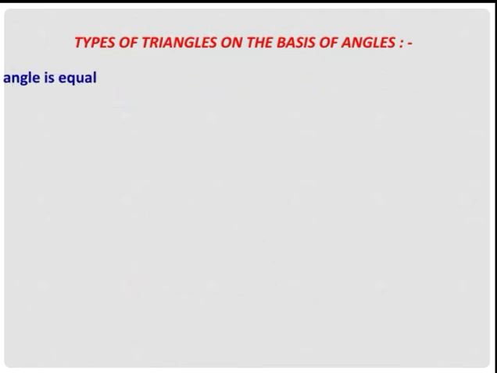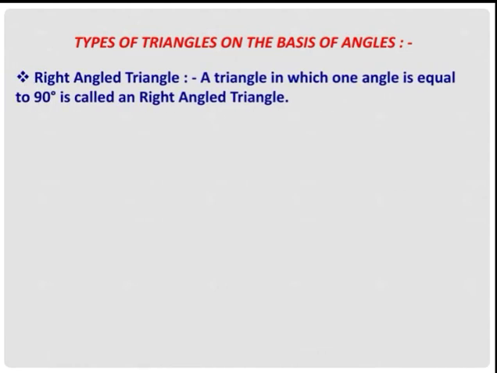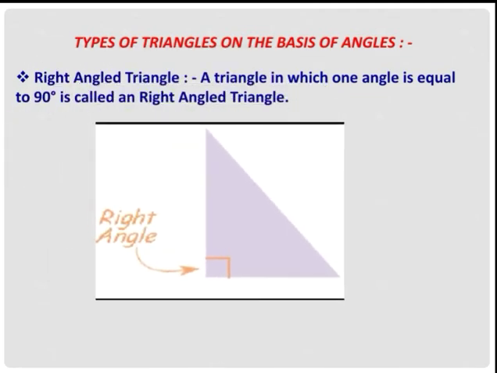Now right angle triangle. A triangle in which one angle is equal to 90 degree is called a right angle triangle. Let's understand with example. Here right angle triangle is given because one angle is equal to 90 degree. Means one angle is a right angle. So it's a right angle triangle.